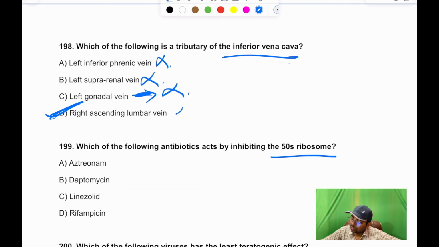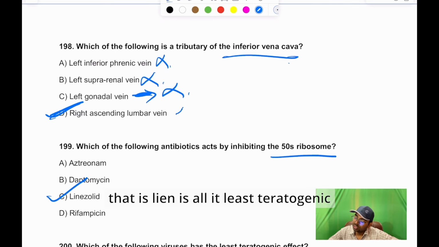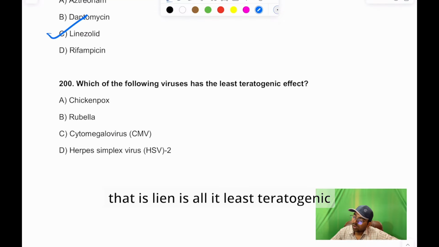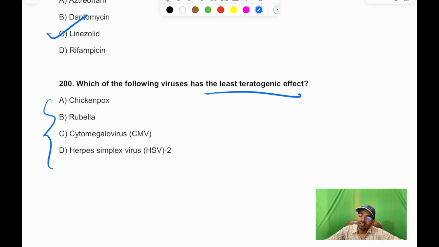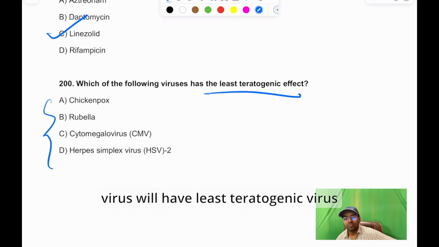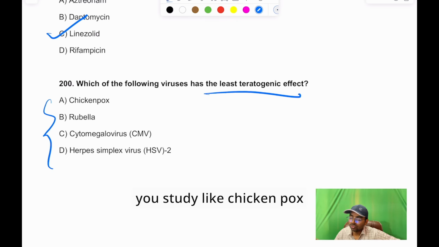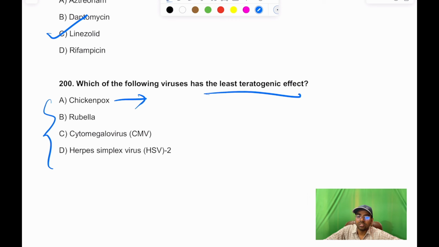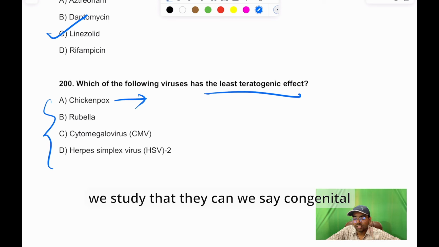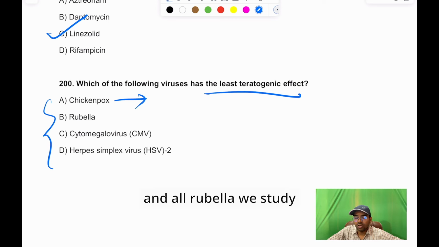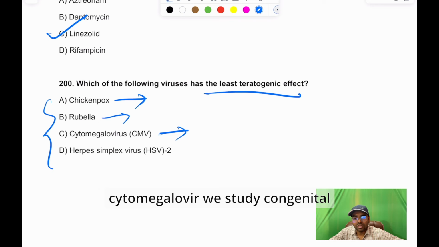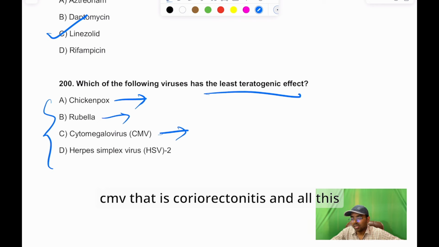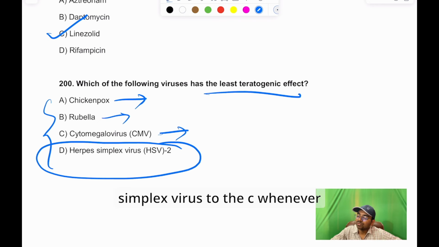50S ribosomal subunit, that is linezolid. Least teratogenic effect. What has the least teratogenic effect? Among the viruses that you have studied, chickenpox, we study that there can be congenital varicella syndrome. Rubella, we study congenital rubella, therefore we give vaccination. Cytomegalovirus, we study congenital CMV, that is chorioretinitis and all. Then herpes simplex virus.